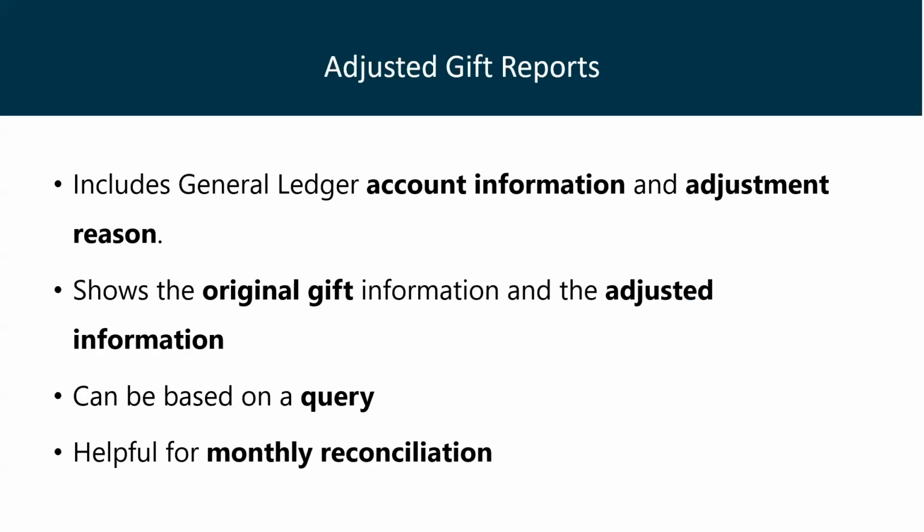So adjusted gift reports are exactly what they sound like. If your finance department needs a list of the gifts that were adjusted from the prior month, this is the report you want to pull. It even includes the general ledger account information, which is very helpful to your finance department. And the adjustment reason is included in there. It shows the original gift information and then the adjusted information for each row. It can be based on a query. And as I said, very helpful for monthly reconciliation.